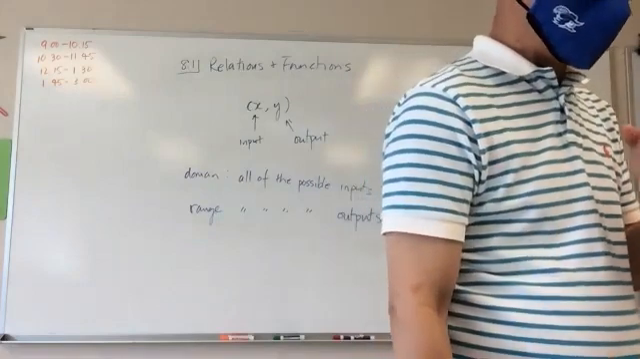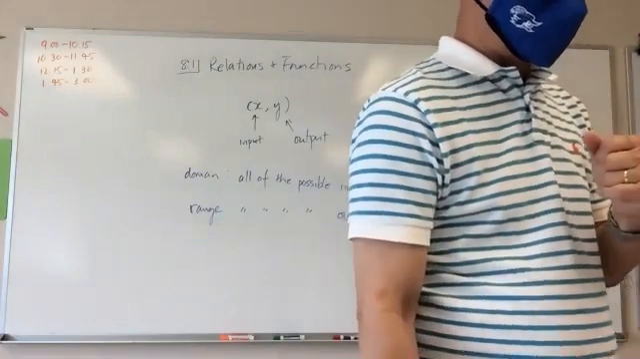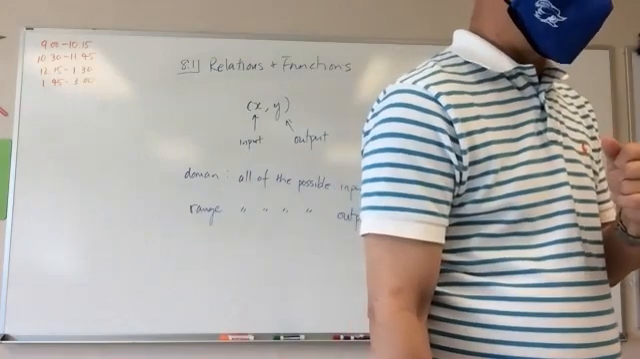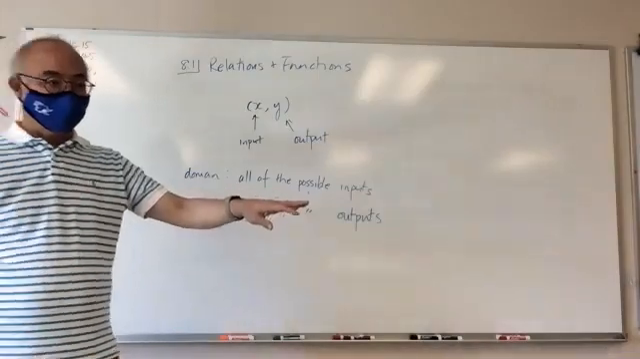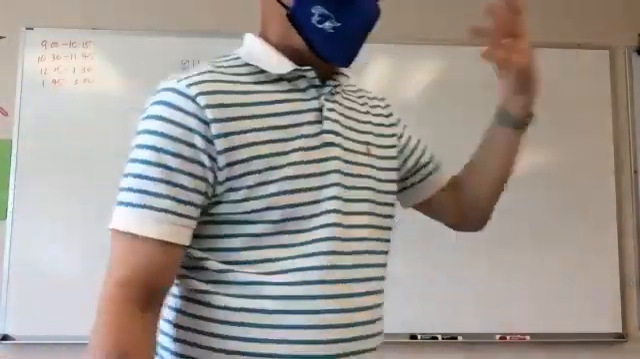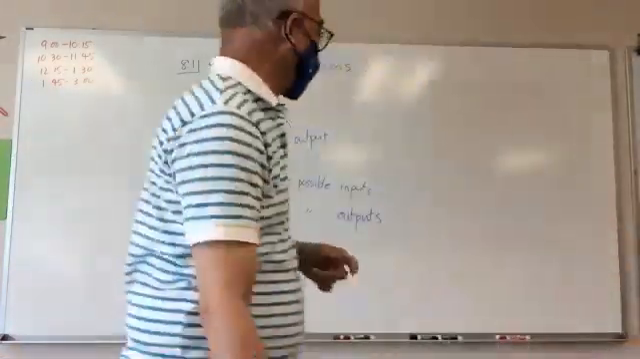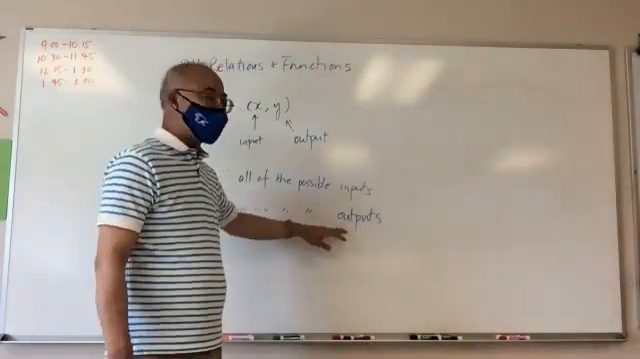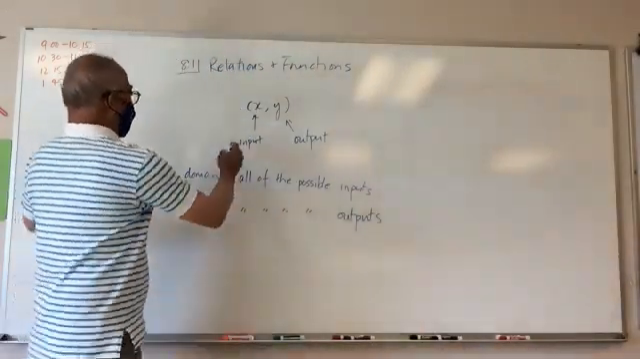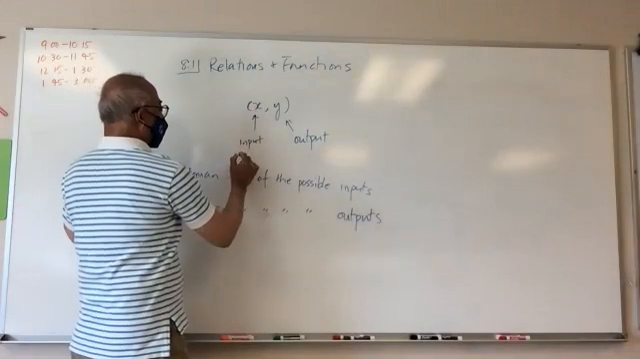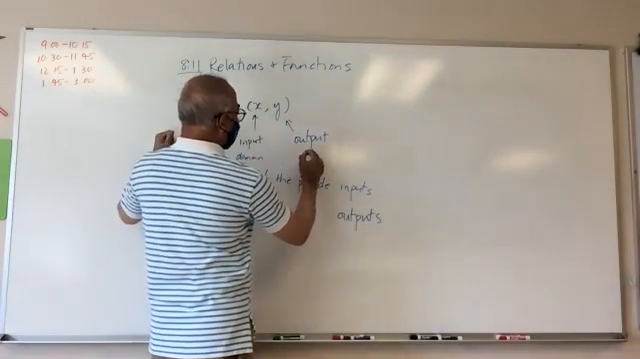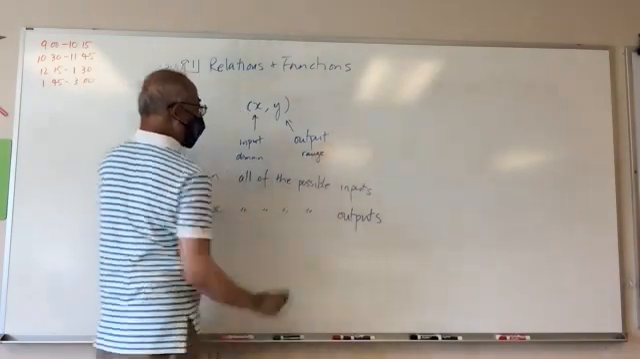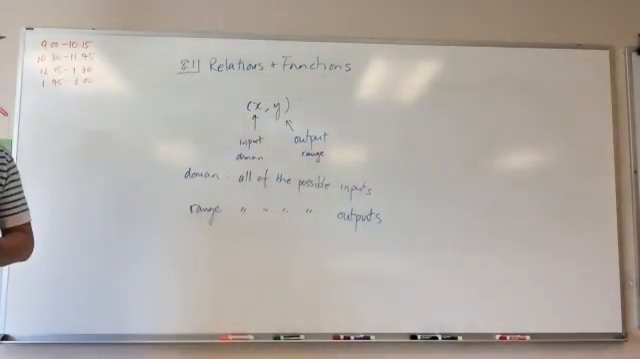Lysandra, what is the range? All of the possible outputs. I guess 32, 59, 65, 69, 96. Correct. Those are the possible outputs, so that would be the range. In other words, the domain is associated with the inputs, whereas the range is associated with the outputs.